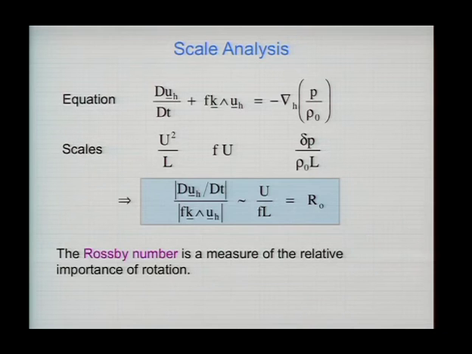The reason for saying that, by the way, is that all things being equal, if U and L were the same, and we go towards the tropics, what happens? F gets smaller. In fact, F goes to 0 at the equator. So as F gets smaller in the denominator, the Rossby number gets larger. The typical value of F in the tropics is 10 to the minus 5 inverse seconds. The typical value in the mid-latitudes is 10 to the minus 4 inverse seconds. A factor of 10 difference.